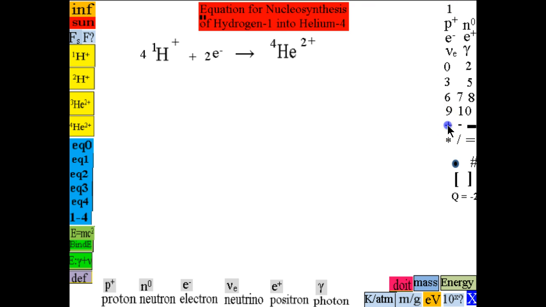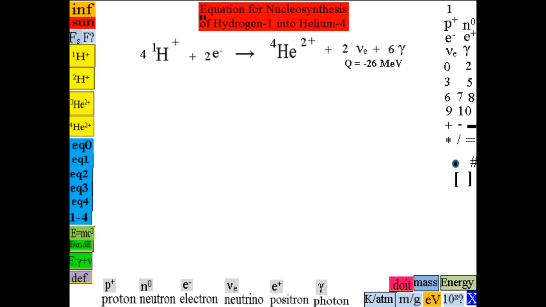In addition, we get 2 neutrinos and we get 6 photons. This happens with a release of energy of 26 mega electron volt.